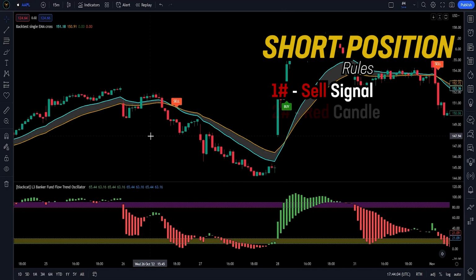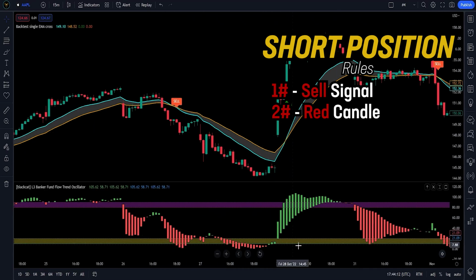Rule number 2, our candle in our trend oscillator must be red colored. Once again, this is the exact opposite of our long position strategy, where our candle had to be colored green. When the candle is red, we are essentially receiving a bearish signal that there are more people selling than buying in this market, meaning that the price will eventually go down.